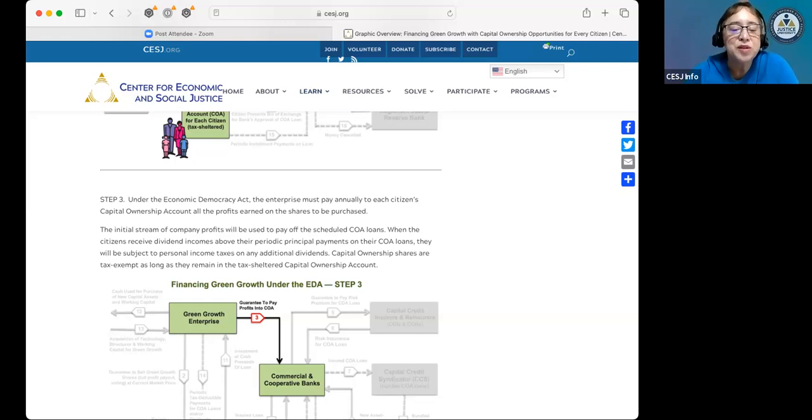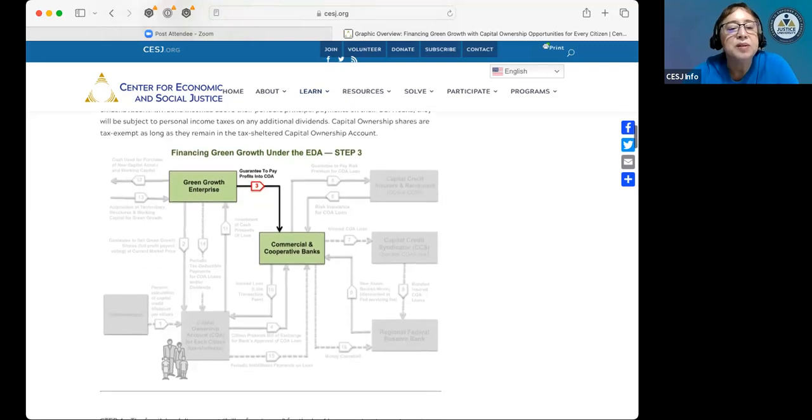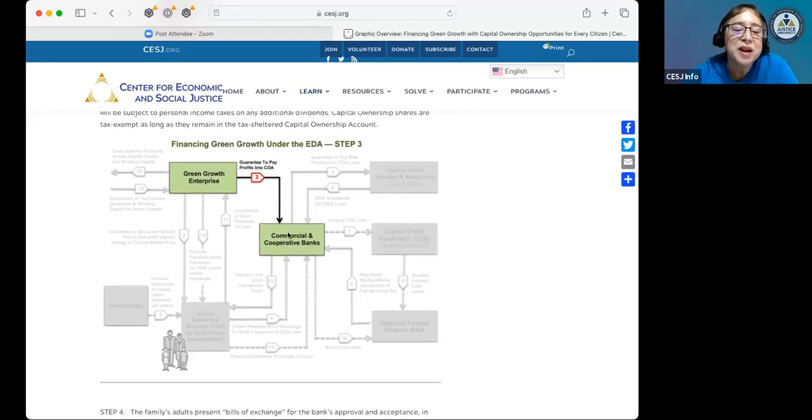So as it generates profits from using that new capital, it pays out each year a certain amount that goes to the capital ownership account, and that is going to be channeled back to the lender. Okay, so saying here, it guarantees, it promises to pay out all of its profits. These have to be full dividend payout per share, and that's guaranteed. This is the guarantee that is made to the lender, the bank.